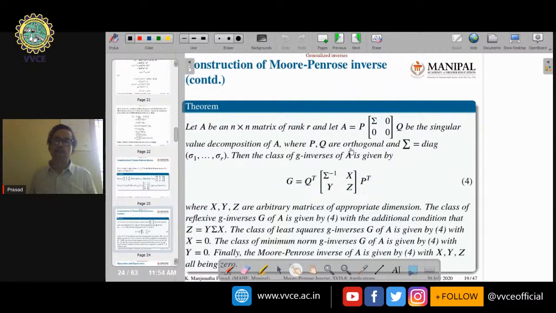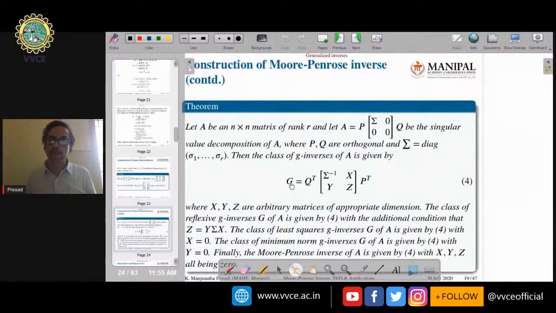For that I require the Moore-Penrose inverse. How do I make use of this singular value decomposition? Consider A is equal to P into this diagonal matrix with the singular values sigma 1, sigma 2, ..., sigma r, where r is the rank, and the rest are 0 entries, into Q, an orthogonal matrix. Earlier I might have written V and U transpose or something. Here I have written P and Q.